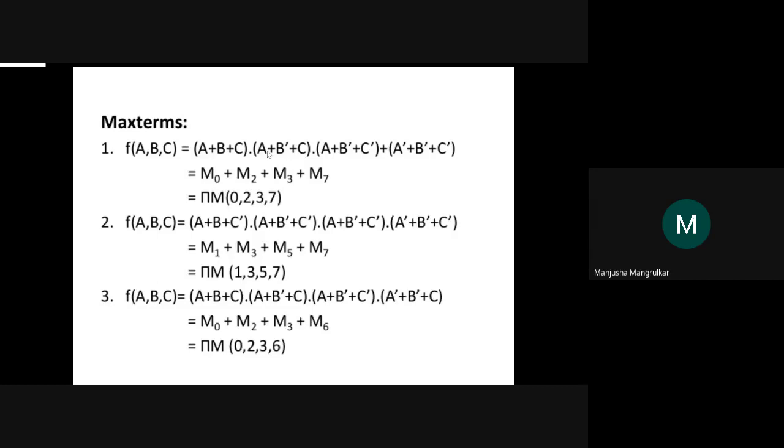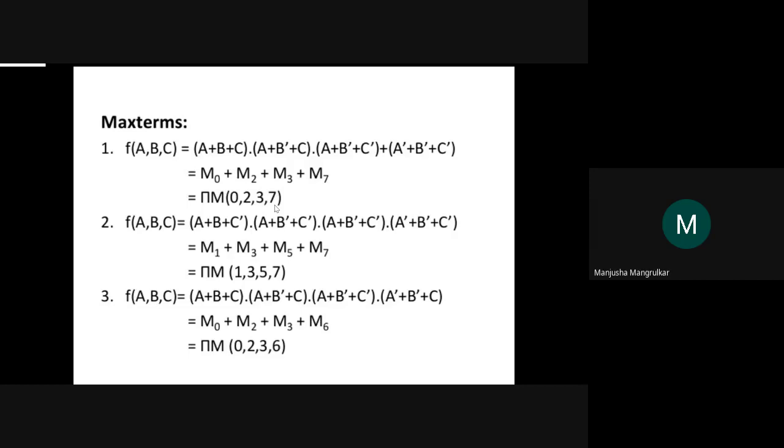This is the M2 term, right? Here 0, 1, 1 is the M3 term, and this is 1, 1, 1. The complement is a 1 over here, so this is M7. How is it denoted? This pi is denoted. What does this pi mean? It is a product of sum that you have to identify. Product of sum is just the reverse of sum of product. It is the product of sum, capital M. It denotes the terms 0, 2, 3 and 7.